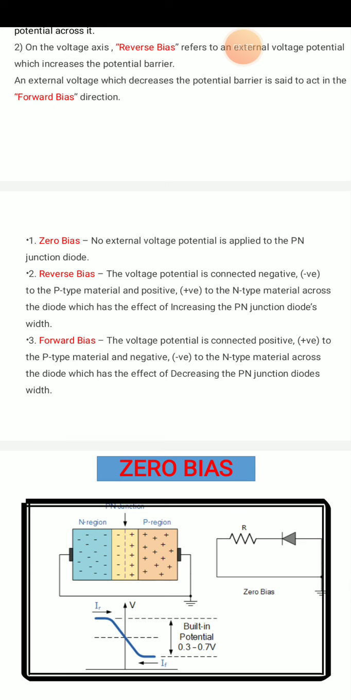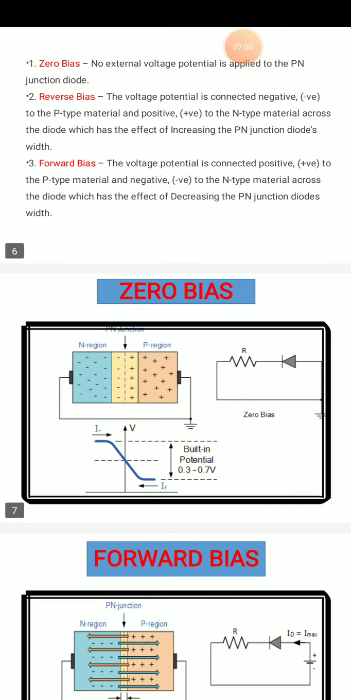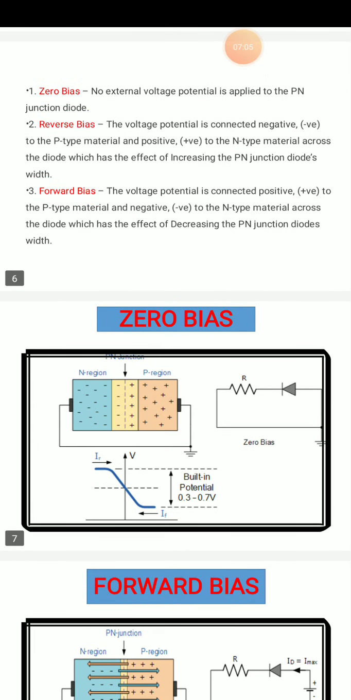And here we have, this is the basic, that is zero bias. Zero bias is nothing but no external voltage applied to the PN junction diode. So we are not going to see zero bias very elaborately. We should know about the reverse bias and the forward bias.